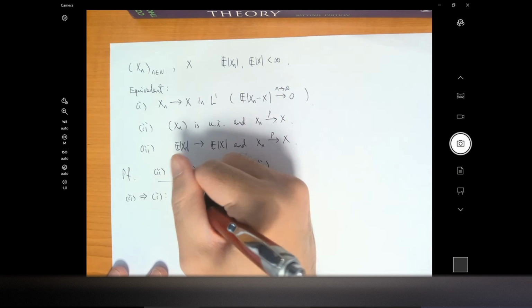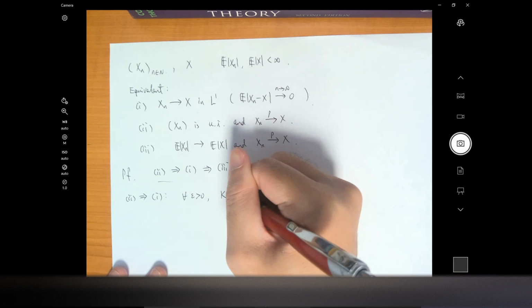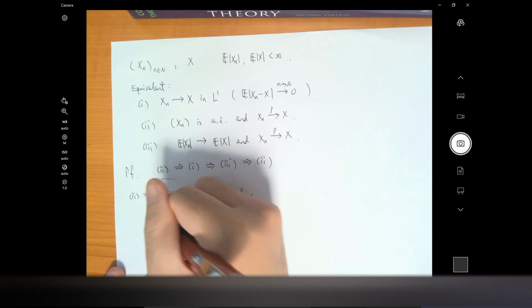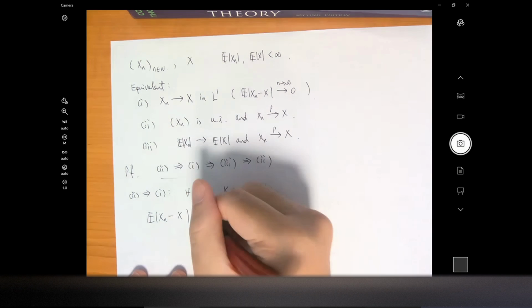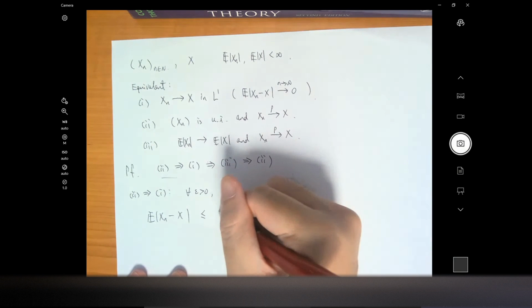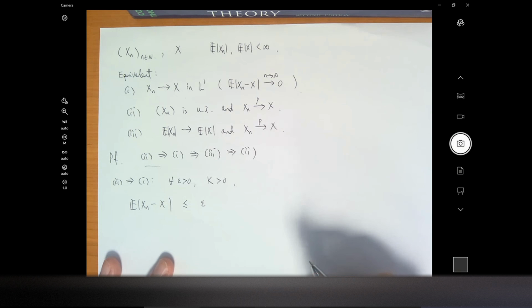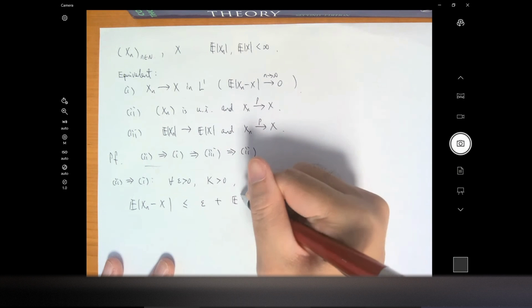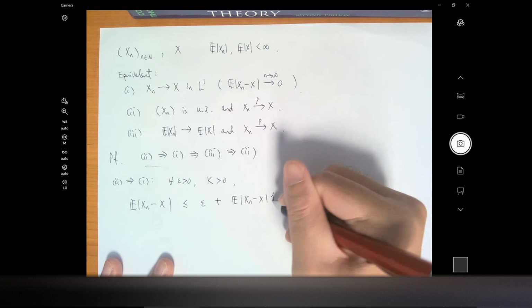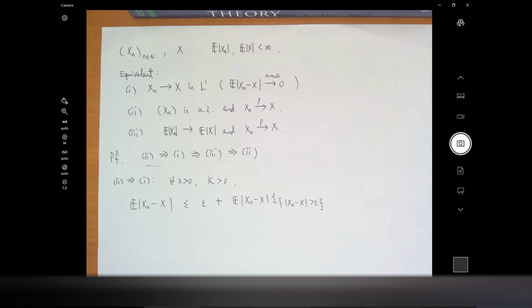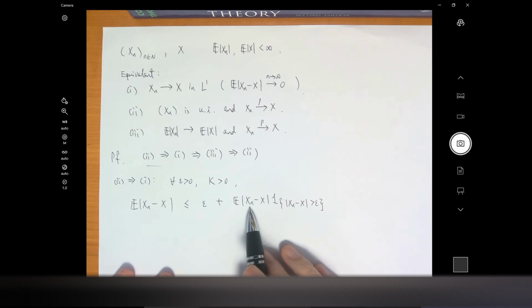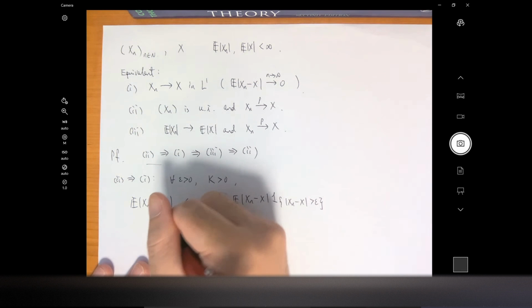So for any epsilon bigger than 0 and any k bigger than 0, we want to find a bound when n is sufficiently large. I can bound it by the part on the set where it is smaller than epsilon, plus the part where it is bigger than epsilon. Then I can break this down: it will be smaller than the absolute value of Xn plus the absolute value of X, so I can break this into two terms.